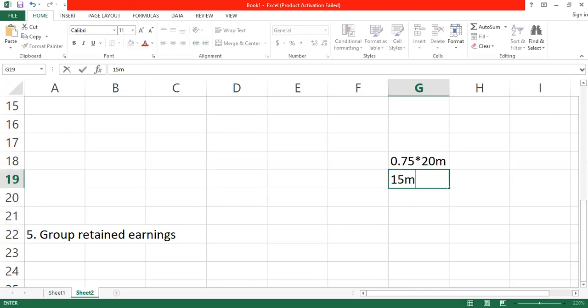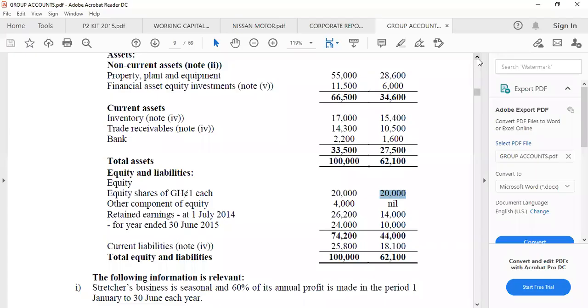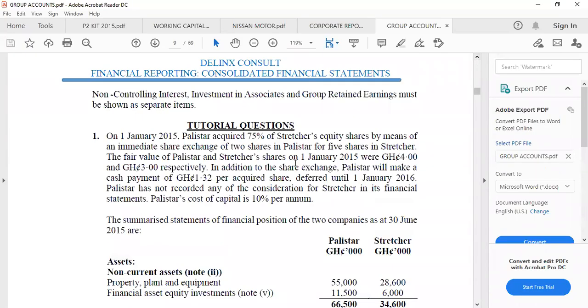Now the question is saying that the consideration was by means of share exchange. What they are saying is that we don't have money to give to the shareholders of Stretcher. So we are going to accept them to be part of the owners of the parent company. But how was this done? We are giving them 2 shares for every 5 shares that they hold. So you bring 5 of your shares and take 2 new.